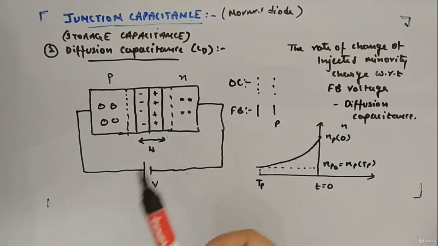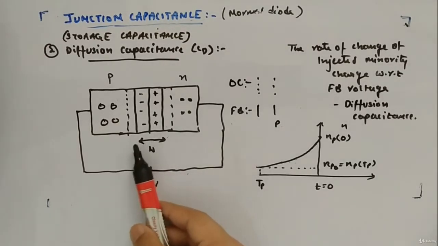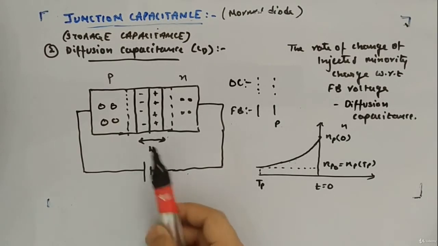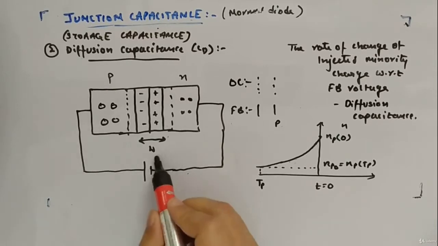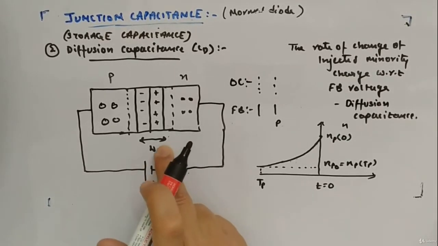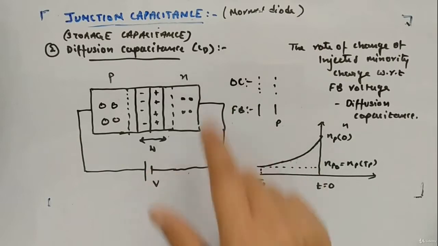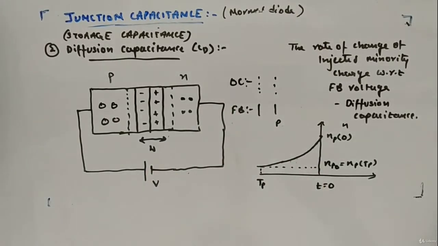So you can see that, unlike transition capacitance, in this case you have a reduction of width. Although I am showing it to be very large, it will be of the order of micrometers or something, very small. So that is the working of the diffusion capacitance. Now we will see the expression for diffusion capacitance.